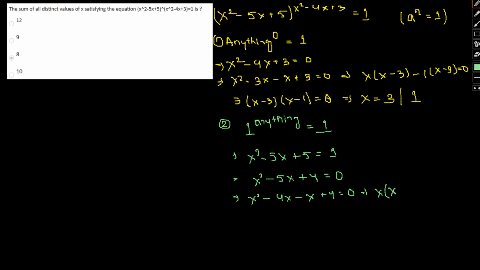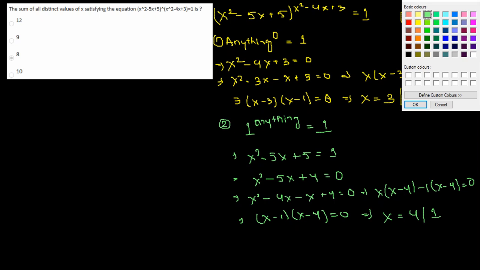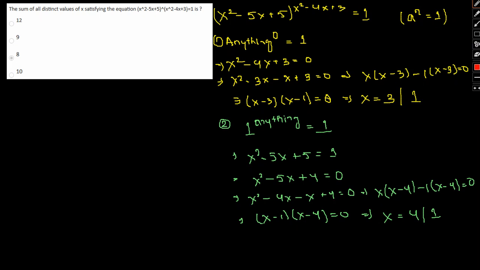x minus 4 common, minus 1 common x minus 4 equal to 0, or x minus 1 into x minus 4 equal to 0. That would mean x is equal to 4 or x is equal to 1. Okay, so here we have another two values. Now let's go and check the third condition.